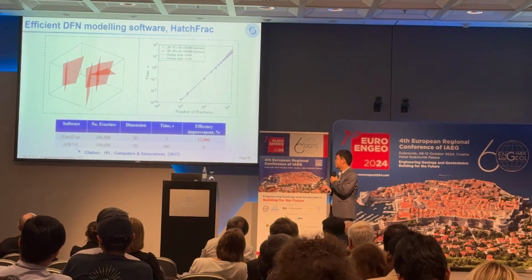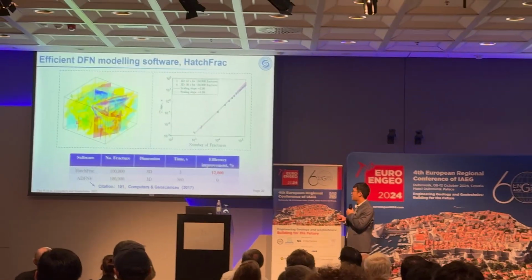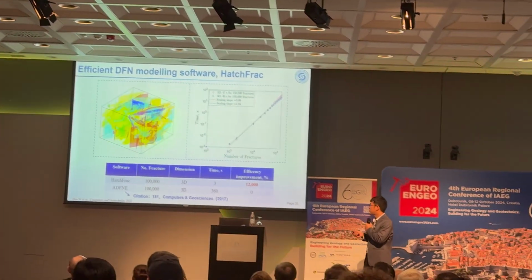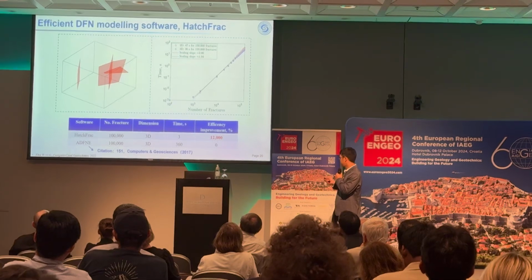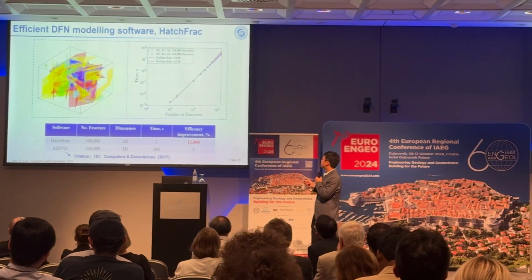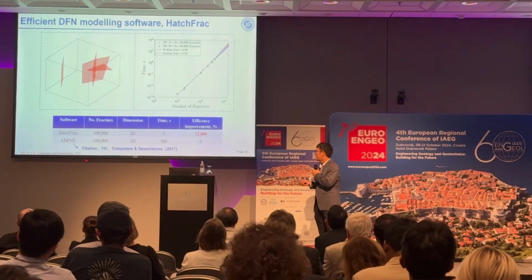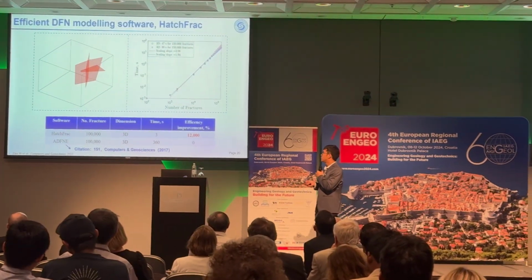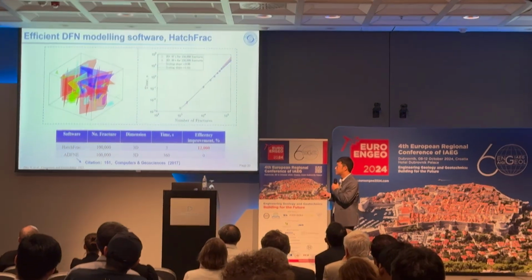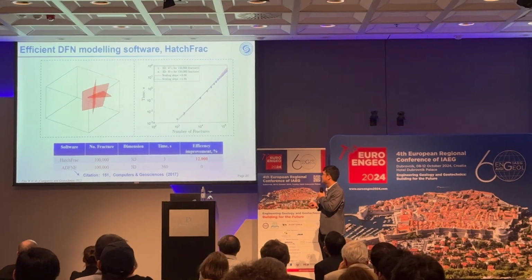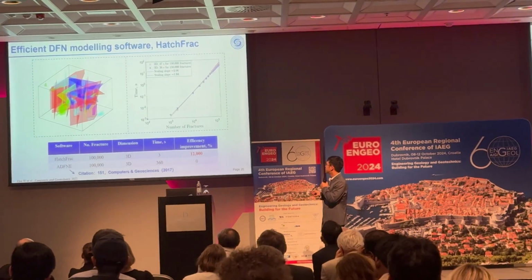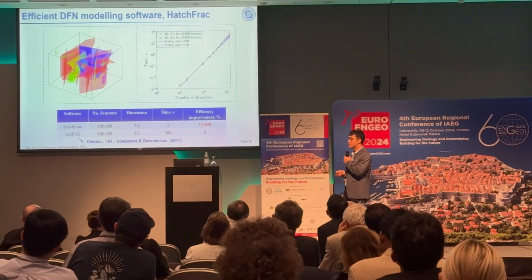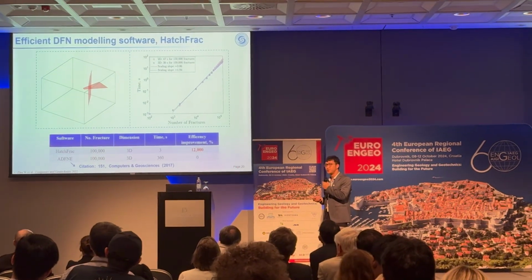We developed a very efficient DFN modeling software named HashFrac. This is a 3D fracture network demonstration generated by HashFrac. It is time-consuming to generate this number of fractures. Compared with the highly cited open source software ADFNE, our software is very efficient. We generate 100,000 fractures in 3D. We only need 3 seconds, but they need 6 minutes. So the efficiency improvement is more than 120 times, which is very significant and enables us to do the investigation on this project.